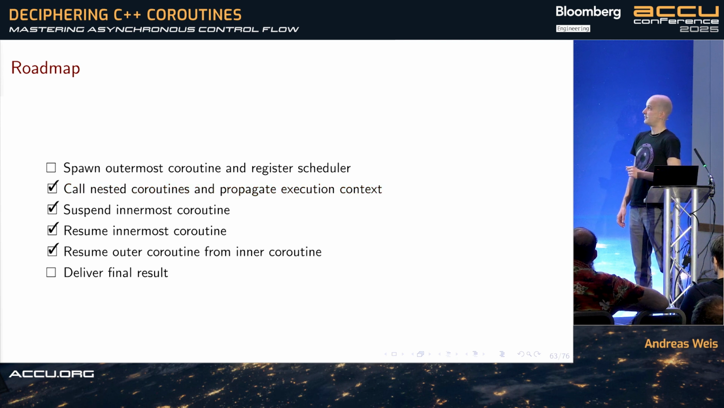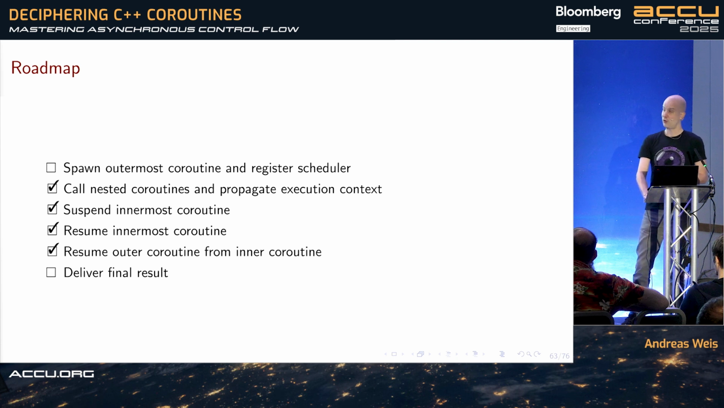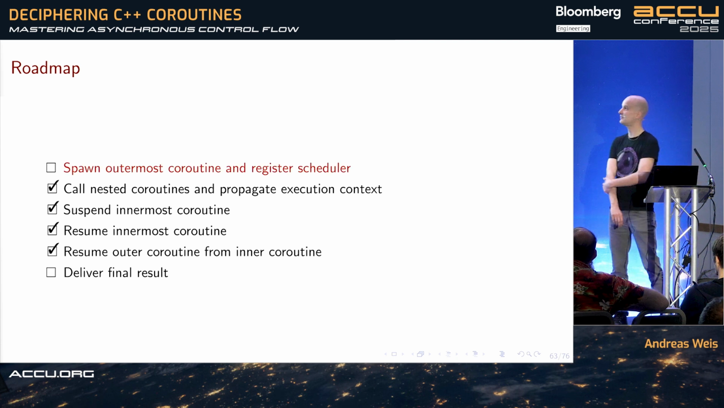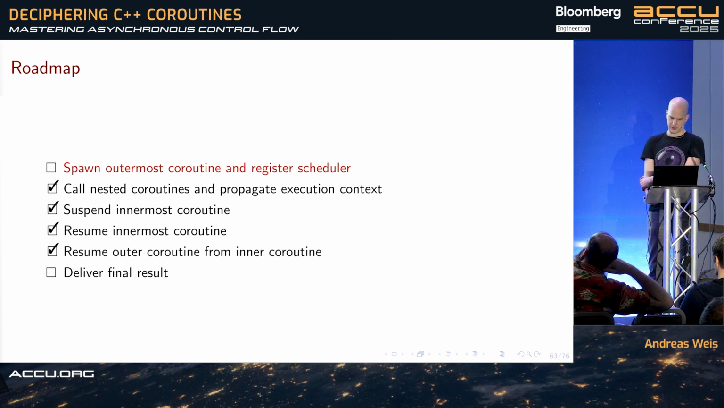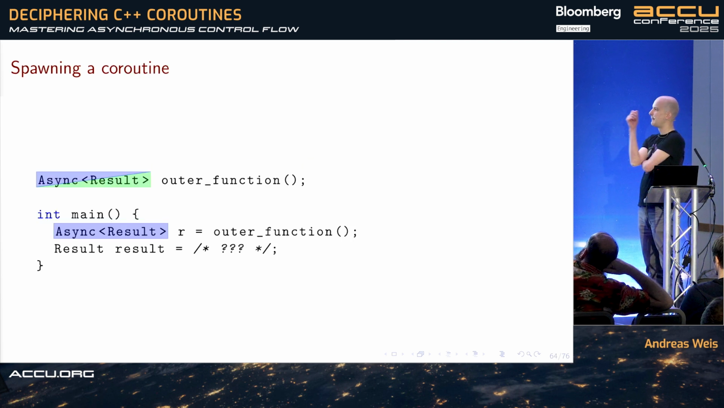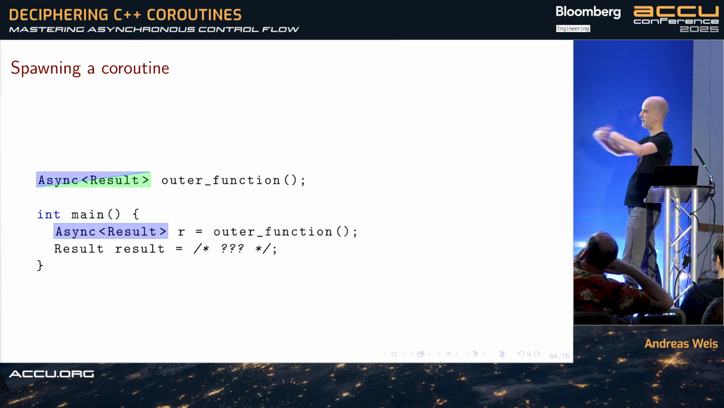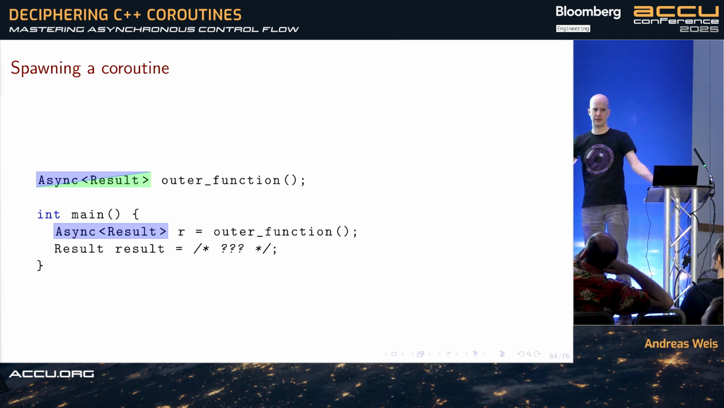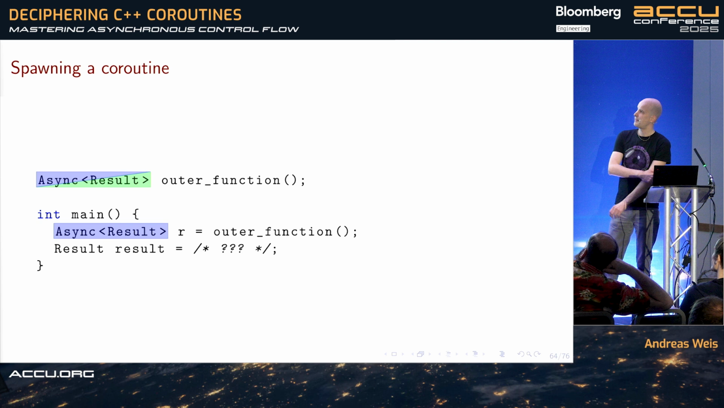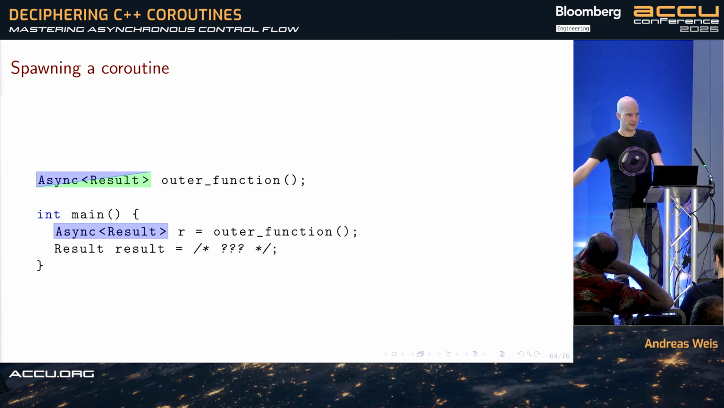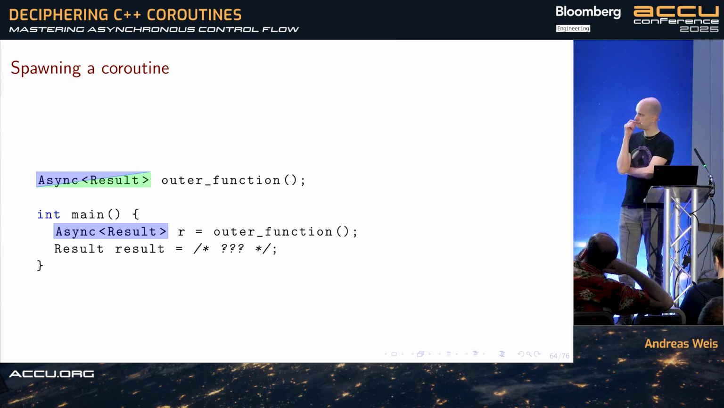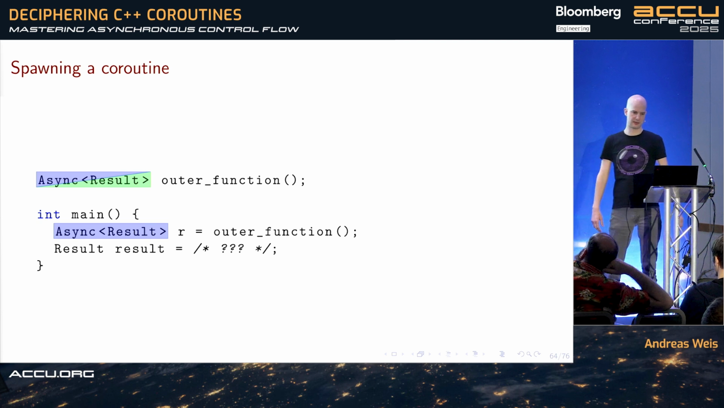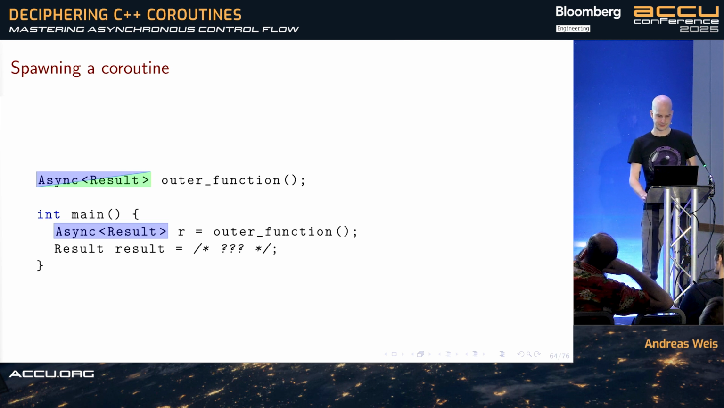All right. We're almost done. Spawning the outermost coroutine. That shouldn't be too hard, right? So what do we have here? At some point, there will be an outer function. And that will return also an async, like all of the functions further down. But now we are in main. And main is not a coroutine. How do we get to the result that is wrapped in that async?